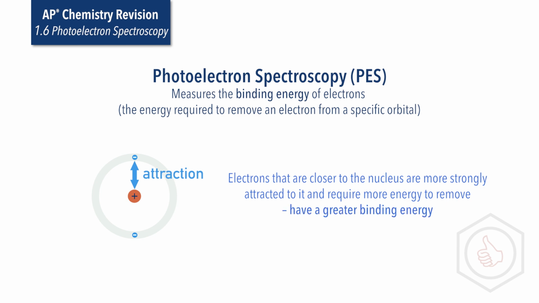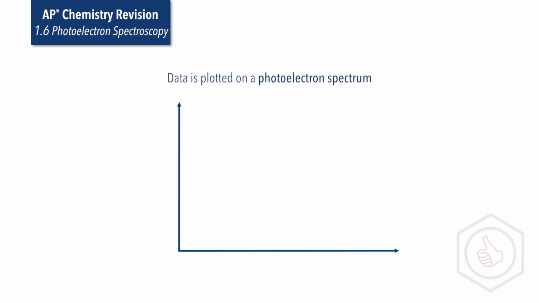The data from photoelectron spectroscopy is often presented as a photoelectron spectrum, a graph, with the x-axis being binding energy in megajoules per mole or electron volts, and the y-axis being relative number of electrons. Each peak represents electrons being removed from a specific subshell.